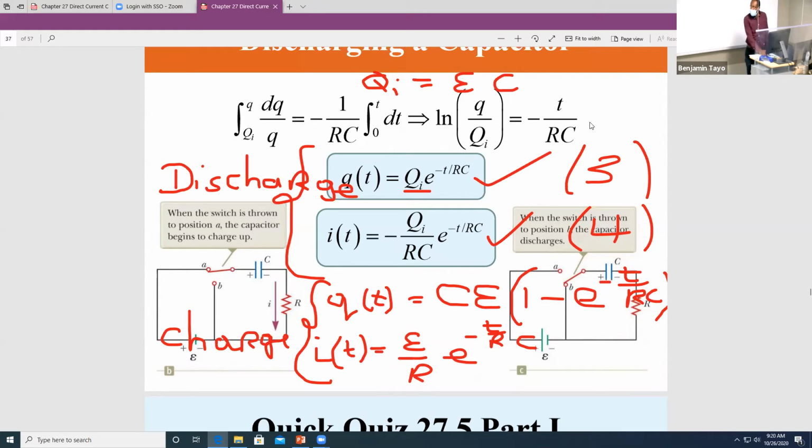So you can take this Qi here and substitute here, for example. So if you take this Qi, you can substitute this value here. This is given by that. So that's Qi.